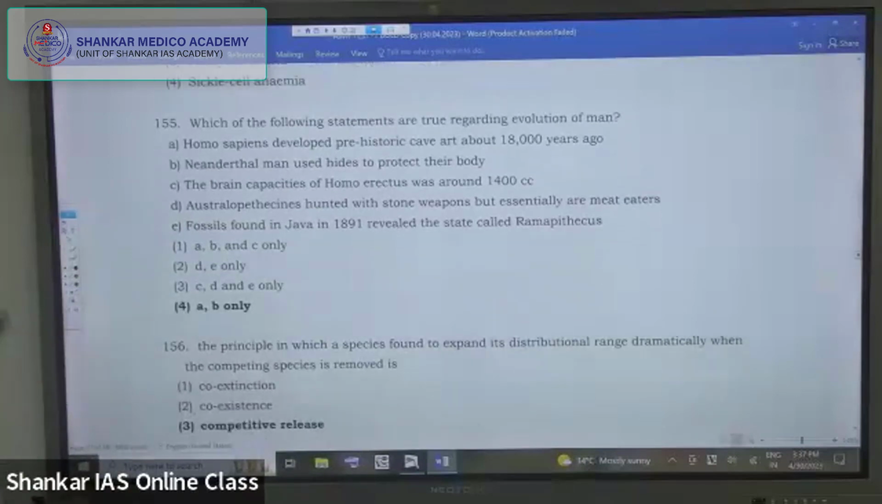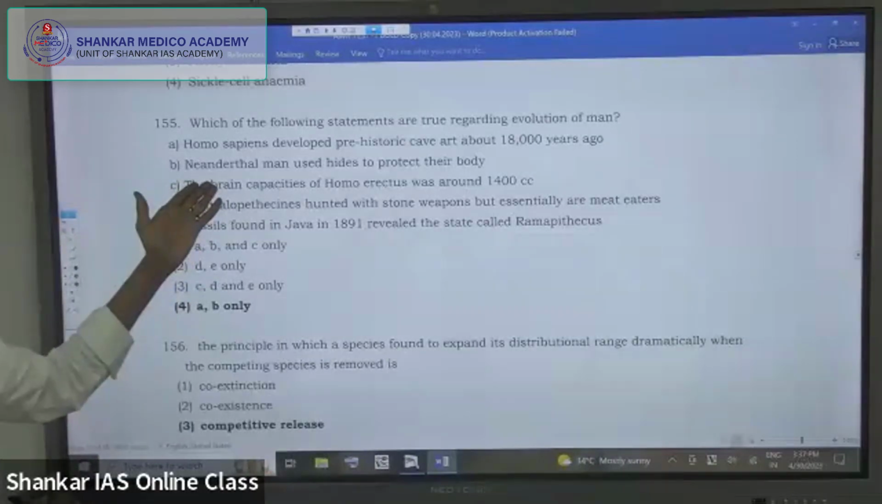Which of the following statements are true regarding the evolution of man? Homo sapiens developed a prehistoric cave art, is it correct or not? Cave art is correct. Neanderthal man used hides to protect their bodies. That's why they are also called as cultured man.